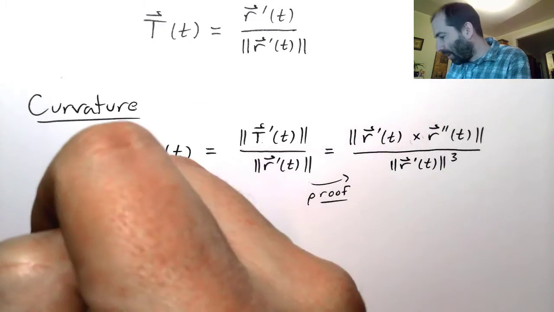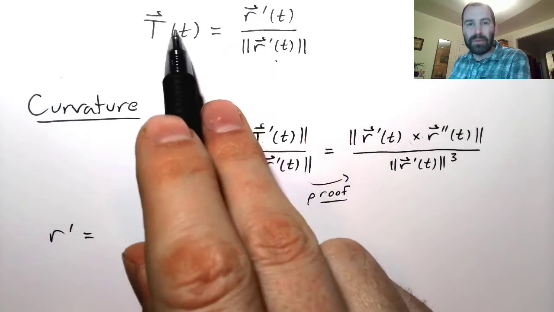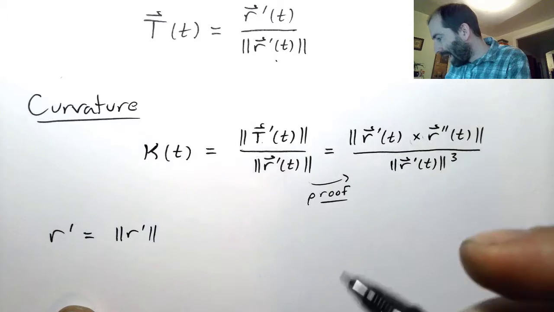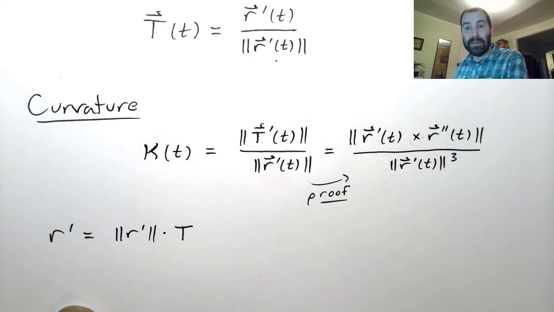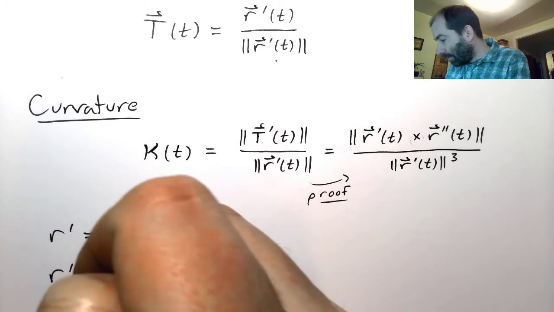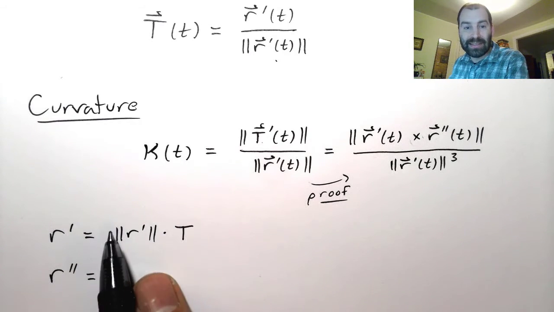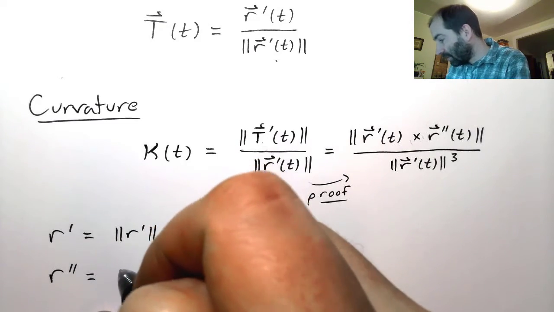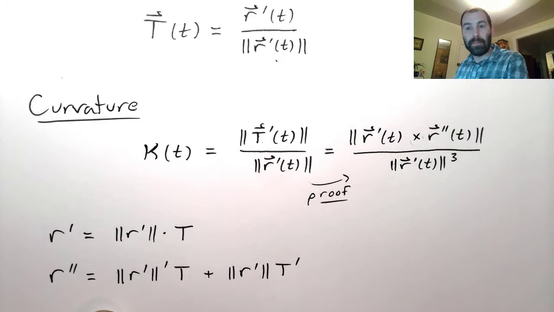Well, okay, so how do we write down r prime? We can get that from our expression right here. Just multiply both sides by the denominator, and we see that r prime is just the magnitude of r prime multiplied by the vector t. And if we want to get r double prime, we can just differentiate this. Now this is scalar multiplication. This is not the dot product, because this is a scalar and this is a vector. But for scalar multiplication, we have the product rule. It holds for this scalar multiplication. So if I want to take the derivative, I just use the product rule. There we go.